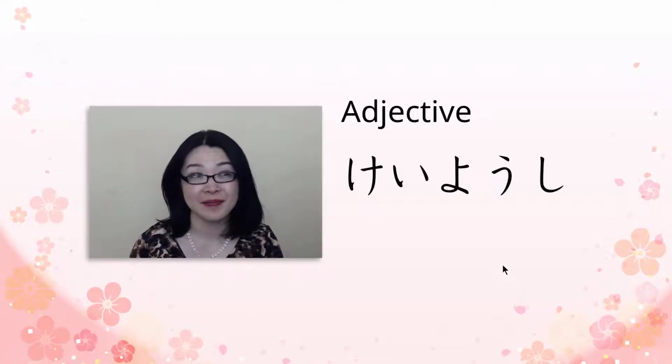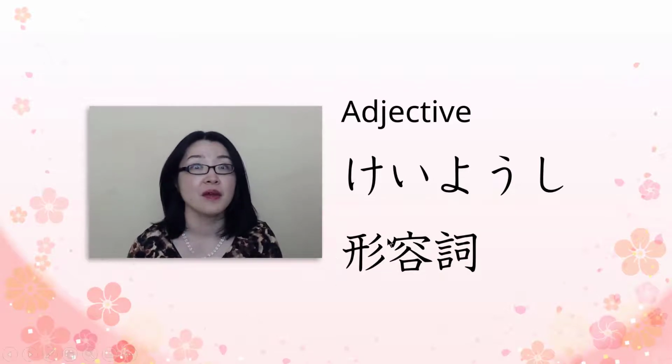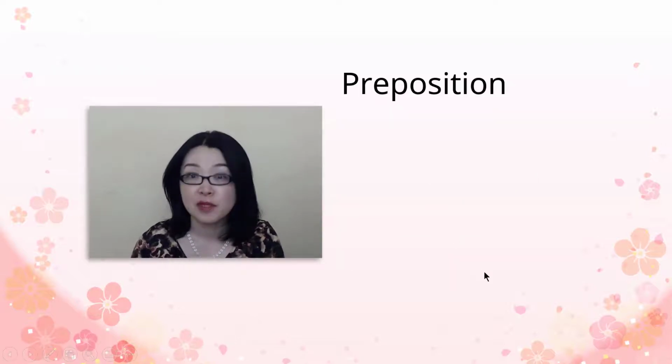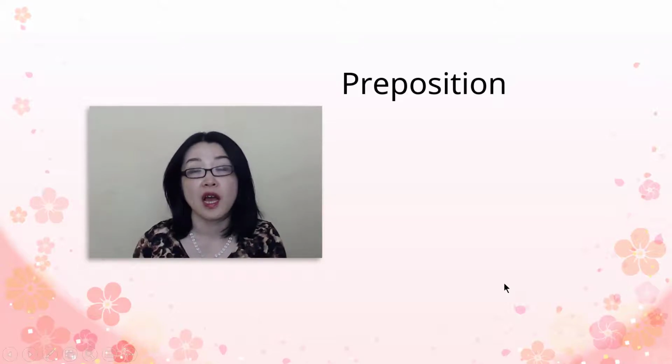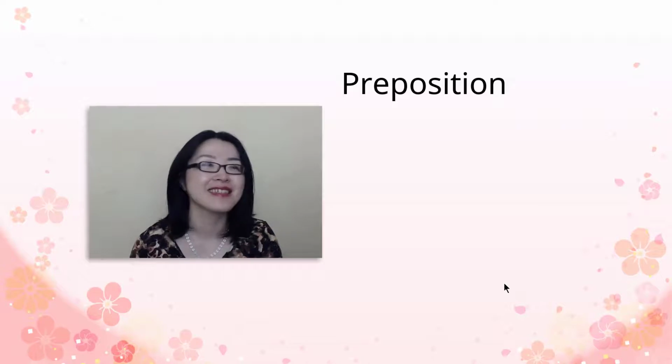Next one is adjective. 形容詞. The first two characters, 形容, means description, and then this one means word. So descriptive word is adjective. 形容詞.